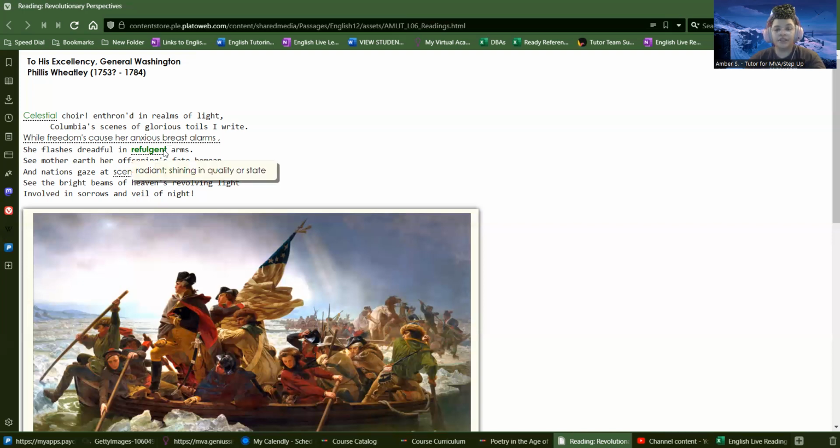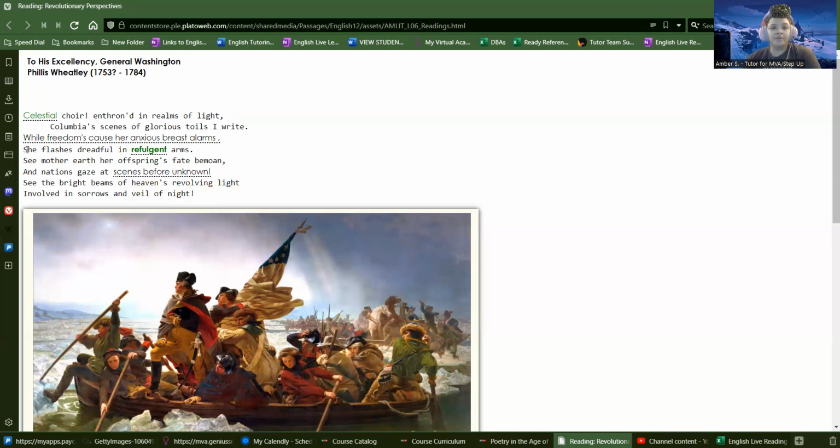Refulgent arms is shining in quality or state. I personally think, since this is a goddess, the refulgent arms is talking about how, since she's a goddess, she is in heaven in a bright and shining place. Those would be the arms that are carrying her as a goddess, right? And she feels dreadful while she's up there, because that's where goddesses are.